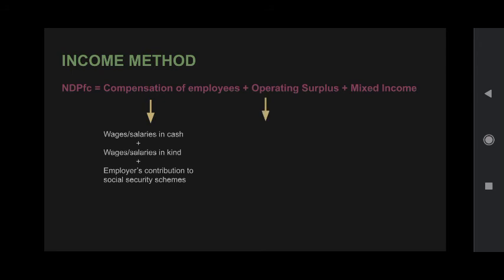Then operating surplus. Now operating surplus includes rent, royalty, interest, and profit. Rent is on land. Royalty is the income which is generated when you allow a certain person to use your asset, right? So you charge for that. Then interest on capital, and profit to the entrepreneur, but profit has three parts again.